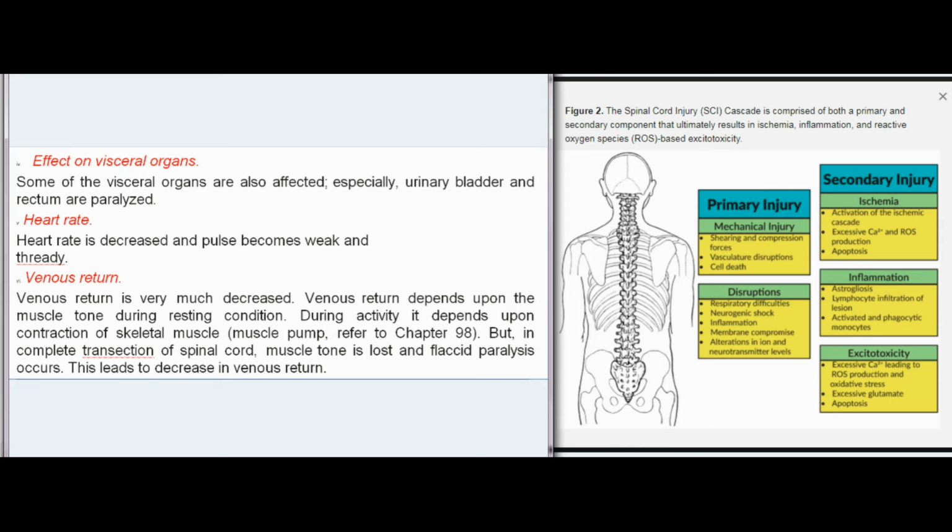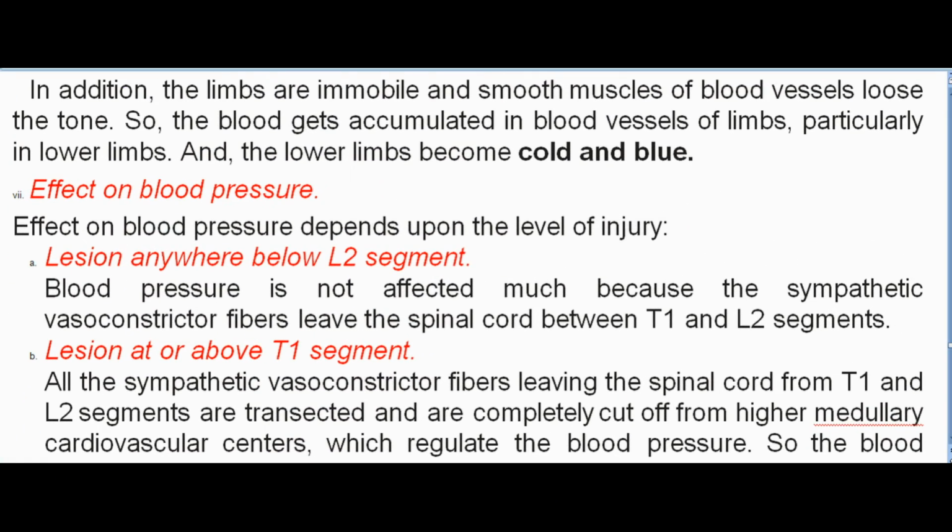Venous return depends upon the muscle tone during resting condition. During activity it depends upon contraction of skeletal muscle, muscle pump, refer to chapter 98. But, in complete transection of spinal cord, muscle tone is lost and flaccid paralysis occurs. This leads to decrease in venous return. In addition, the limbs are immobile and smooth muscles of blood vessels lose the tone. So, the blood gets accumulated in blood vessels of limbs, particularly in lower limbs. And, the lower limbs become cold and blue.